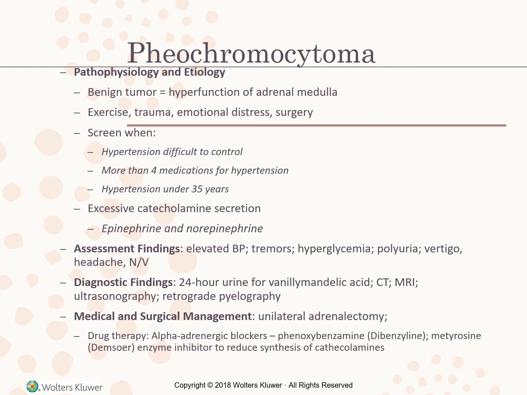Treatment will involve surgical or minimally invasive laparoscopic removal of the tumor by means of unilateral adrenalectomy. Phentolamine is given before and during the surgery to control hypertension, and alpha-adrenergic blockers such as phenoxybenzamine are used to control hypertension before surgery or when surgery is contraindicated or to treat a malignant pheochromocytoma. Medical treatment can include metyrosine, an enzyme inhibitor that reduces synthesis of catecholamines to decrease hypertensive attacks.